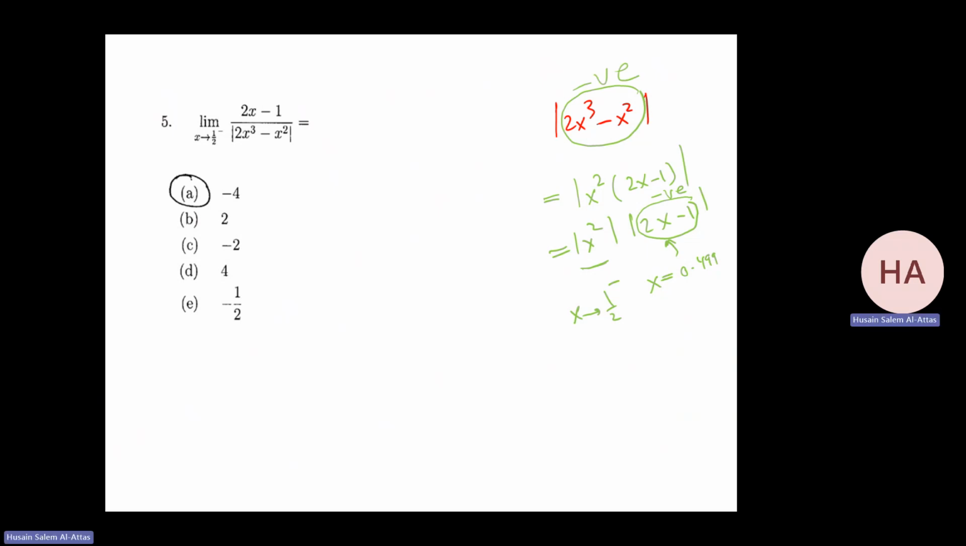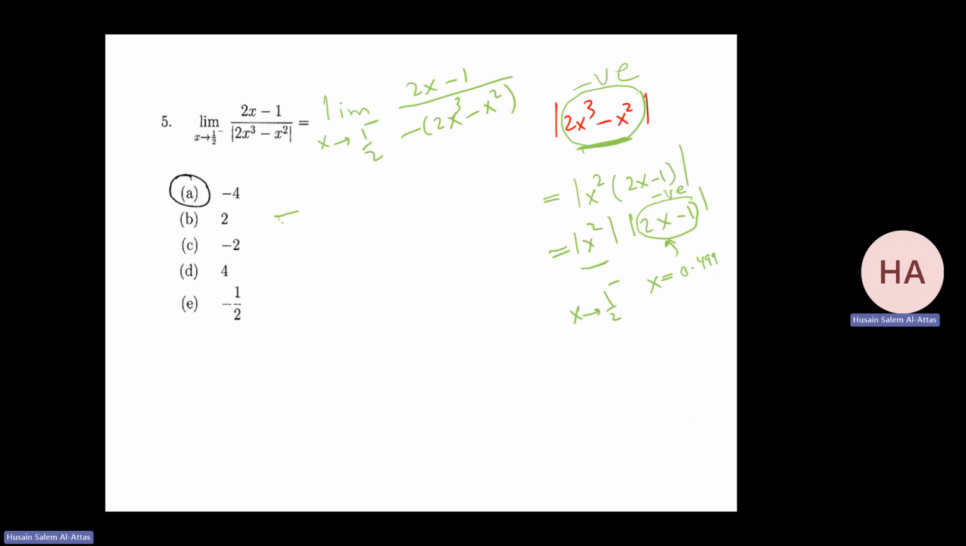I wish it's clear. So, as I said, the first thing to deal with is the absolute value, get rid of the absolute value. Okay. Now I get rid of the absolute value. This one, 2x minus 1. But this one will be minus 2x cubed minus x squared. Why? Because I'm sure the things inside the absolute value is a negative value, so I take it out with a minus sign. Okay, as x goes to half from the left.